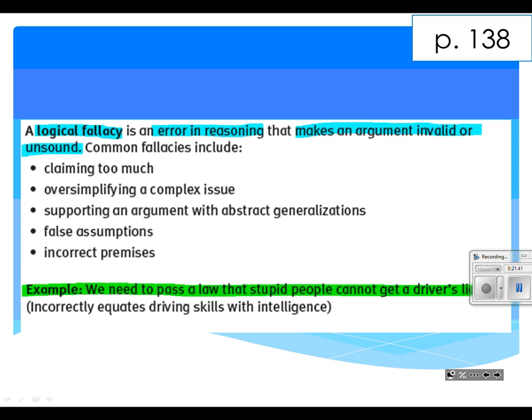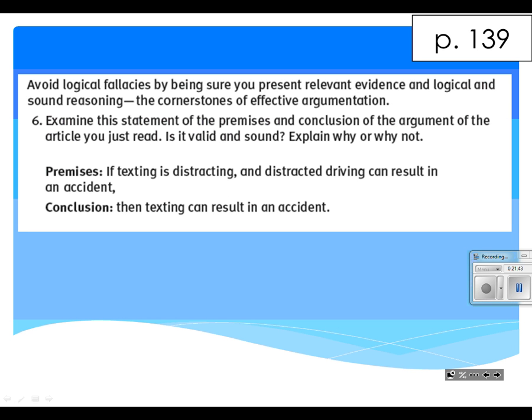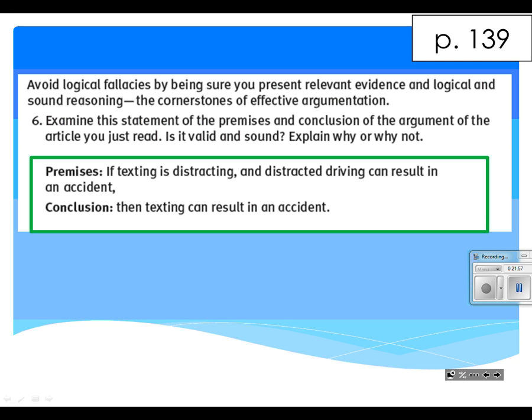All right, now at the top of page 139, this is the big culmination here of sound reasoning and a logical fallacy. If you take a look at step 6, it's asking you to look at the statement and argue whether it's valid or not. So could someone just read that premise and conclusion as one full sentence? Thank you, Christian. If texting is distracting and distracted driving can result in an accident, then texting can result in an accident.